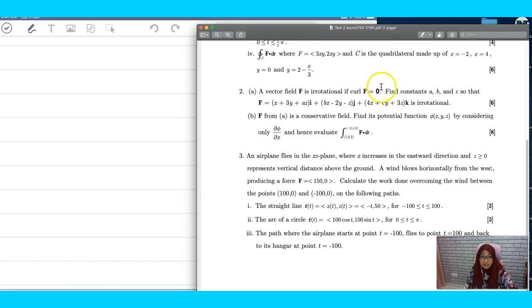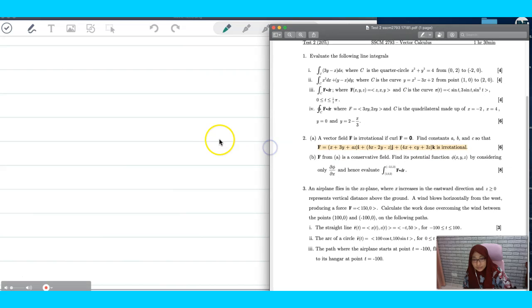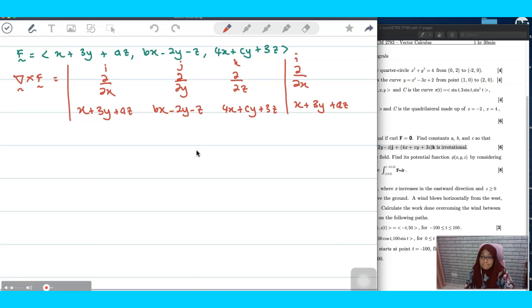So from that information, you have to find the value of A, B, C for the given F here. So meaning that, what is the curl F? So grad cross F. So first you have to find the grad cross F. Okay, so let me copy the F first. So these are the F, and then the curl of F.